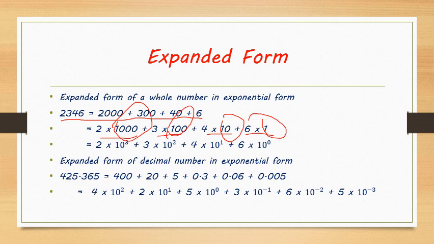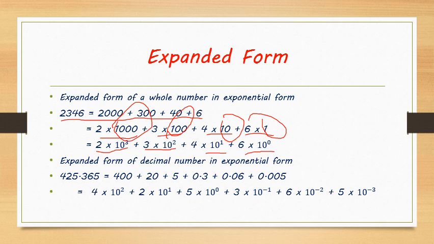Now these place values can also be written in exponential form. So we can write 2 into 10 to the power 3, 3 into 10 to the power 2, 4 into 10 to the power 1, 6 into 10 to the power 0. Similarly, decimal numbers can also be expressed in expanded form, in exponential form.